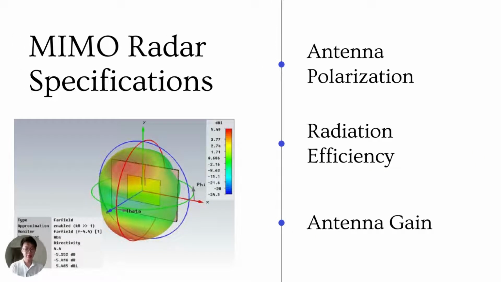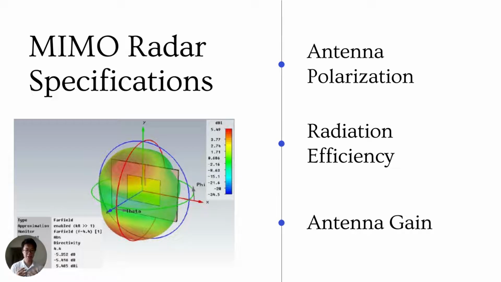Then look at the MIMO radar specifications: antenna polarization, radiation efficiency, and antenna gain. Polarization is to see whether it's on the E field or H field, or it's circularly polarized. Usually circularly polarized would be better for some applications, as in let's just say in a drone setting where one would have different elevation and angles, so you require circular polarization to connect. Otherwise, they have a very major drop in the signal received.